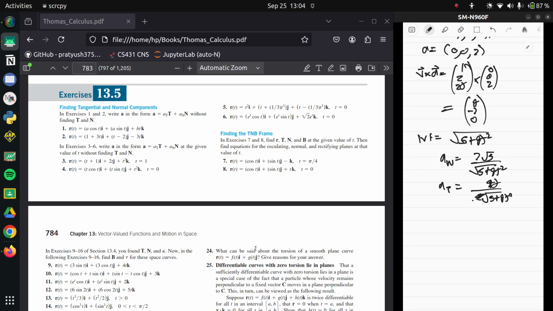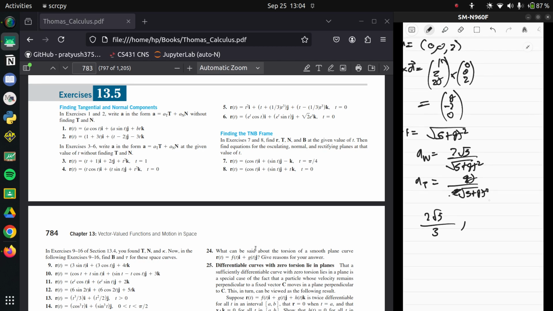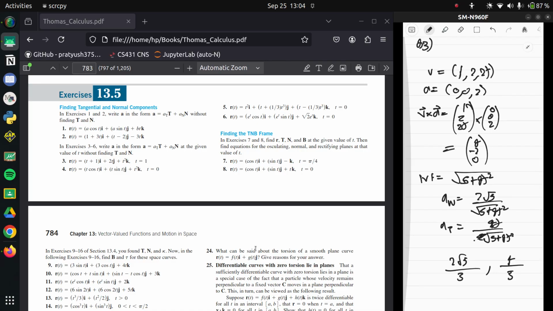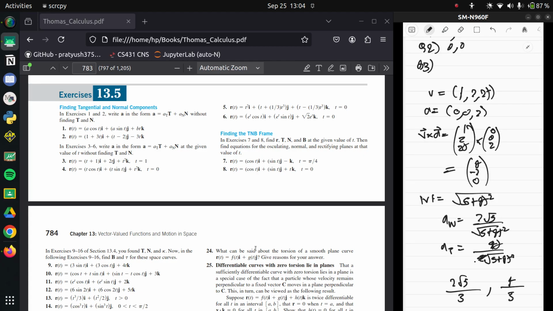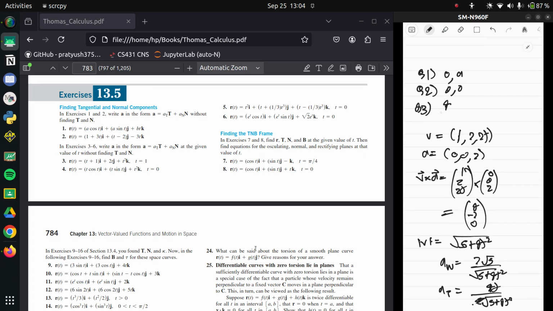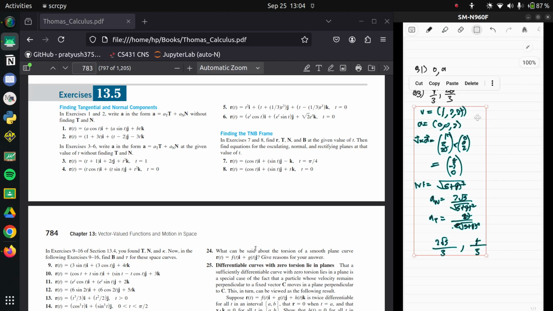So you want it at t equal to 1, put that in. This is 2 square root of 5 upon square root of 5 plus 4, which is 3. Okay, so it's like 4 upon 3 over there. So you got a_t and a_n. So a_t is 4 by 3, and a_n is 2 square root 5 by 3. I really don't know if these are actually correct answers, but I'll just keep going.